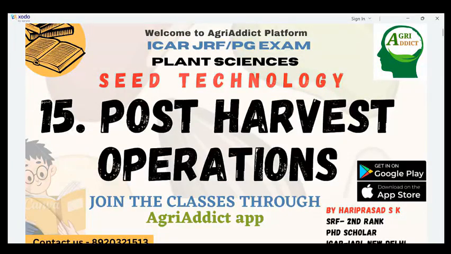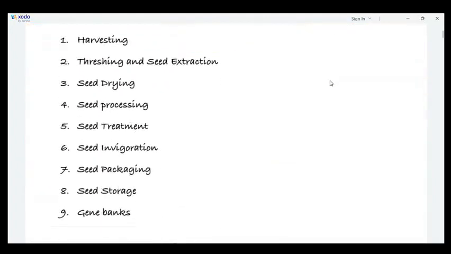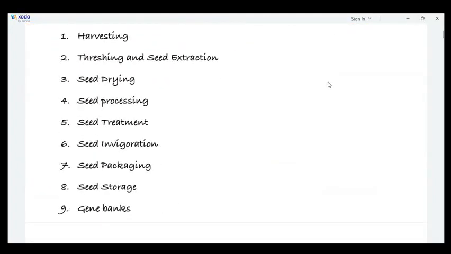So coming back to today's class, today we are going to discuss post-harvest operations, where we will start our discussions from harvesting until seed storage, and we'll also talk about gene banks. I hope you already know that once the crop is harvested from the field, there are certain processes that need to be done. After harvest, the threshing and seed extraction is done. After the seeds are extracted, we usually dry the seeds.